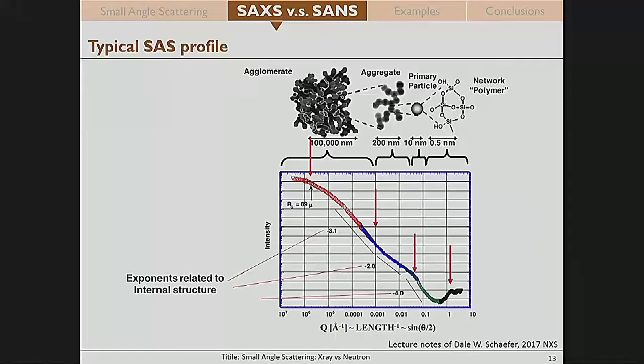You've seen this previously, right? I just want to reiterate that at high angles, or high Q, you're probing smaller structures. So that kind of relates to the intermolecular bonds, and going to lower Q, you're going to small particles or primary particles, aggregates of these primary particles, and aggregates of these aggregates to these large agglomerates. Oftentimes, this is the USAXS region, SAXS region, and beyond this is the WAXS region.